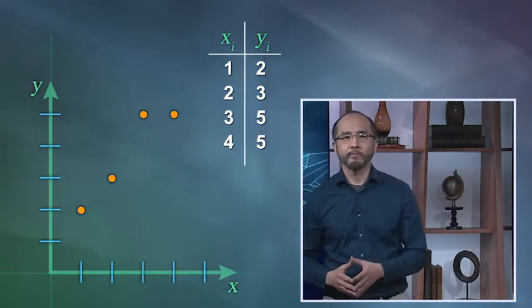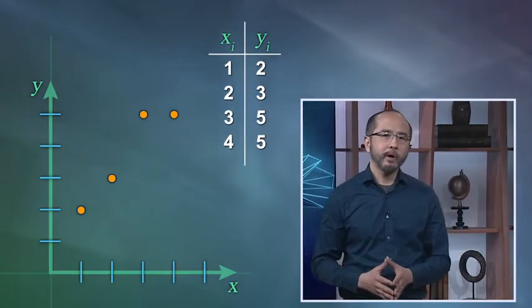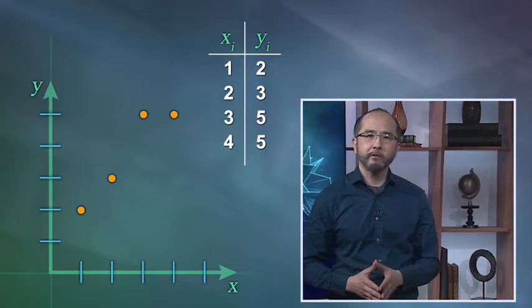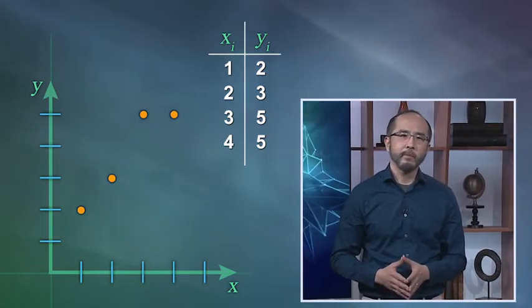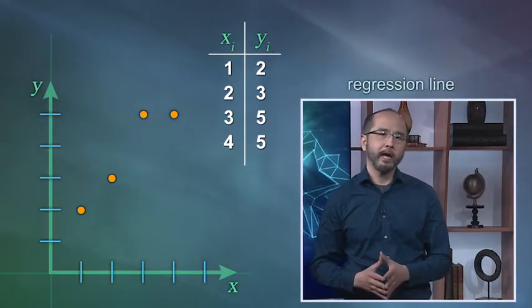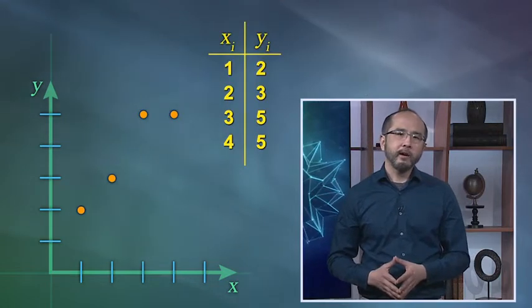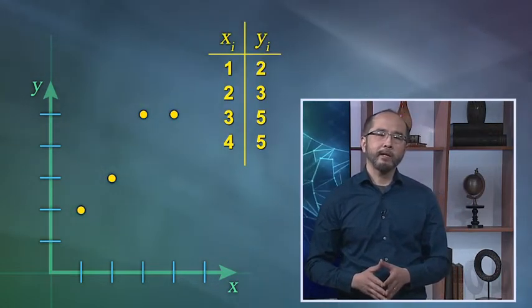Let's look at one example. Suppose I have 4 data points and I'm interested in the best fitting line for these 4 points. The best fitting line is sometimes called the regression line. The data are given in this table and plotted on the xy plane.